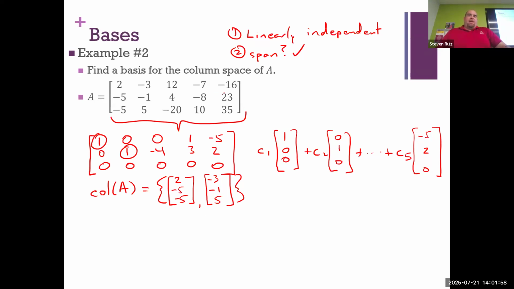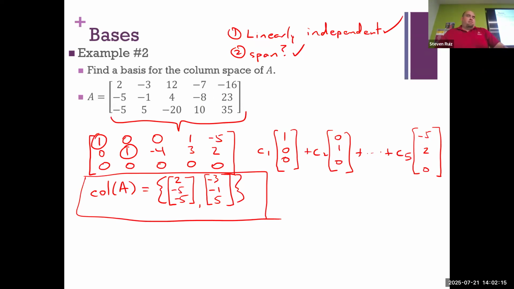So the thing I gave you, A, are those 5 columns linearly independent? No, they're not. But are these two here? Yes. So this is a good basis for the column space. How we doing?